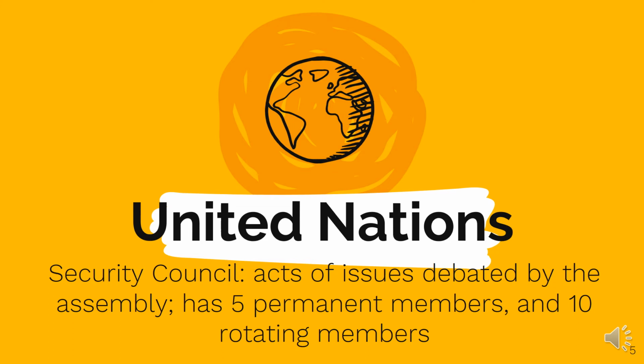Okay, so the Security Council, this is kind of like the executive body. Their job is to act on the issues that are debated by the General Assembly. They have 5 permanent members, and they are mainly the 5 most powerful allies in World War II. So it's the United States, France, Great Britain, Russia, and China. And then in addition to those 5 permanent members, there are 10 rotating members representing different countries, and they rotate on and off.